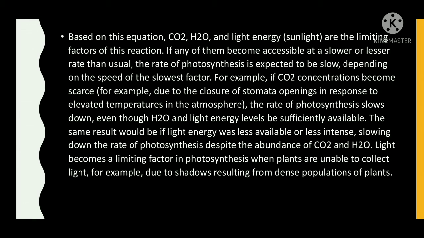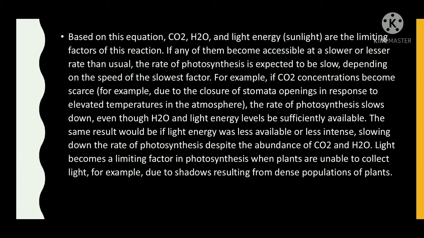If any of them become accessible at a slower or lesser rate than usual, the rate of photosynthesis is expected to be slow, depending on the speed of the slowest factor. For example, if CO2 concentrations become scarce, for example due to the closure of stomata in response to elevated temperatures in the atmosphere, the rate of photosynthesis slows down even though H2O and light energy levels are sufficiently available.